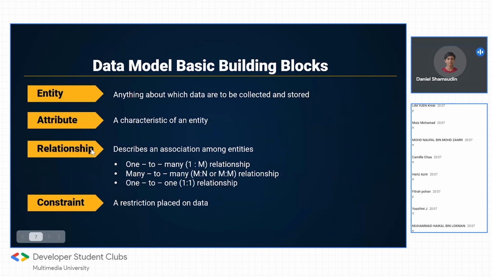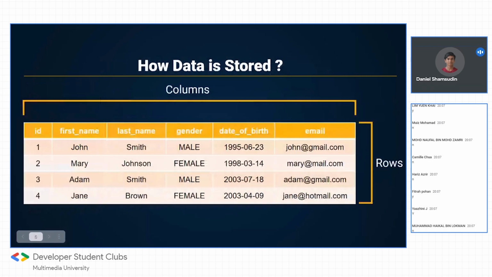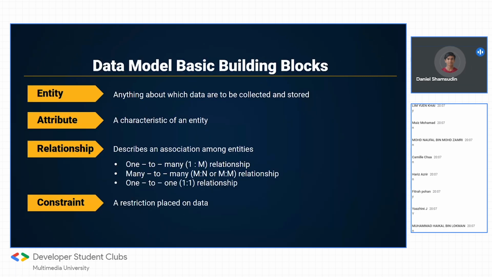Now that's just the overview of what a database is and how data is being stored. Now we are going to look at the basic building blocks of a database. First we have the entity. So what actually is an entity? By definition, an entity is an object that actually exists. It does not have to do or be anything. It just has to exist.